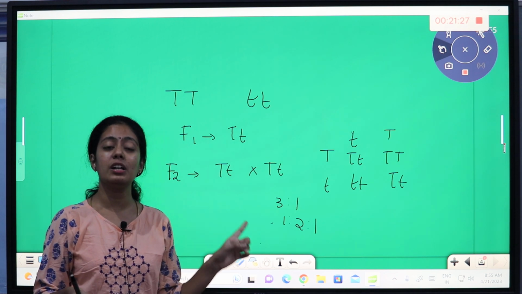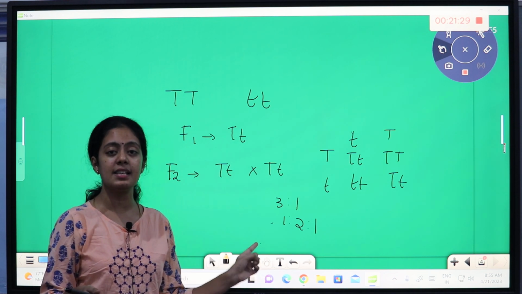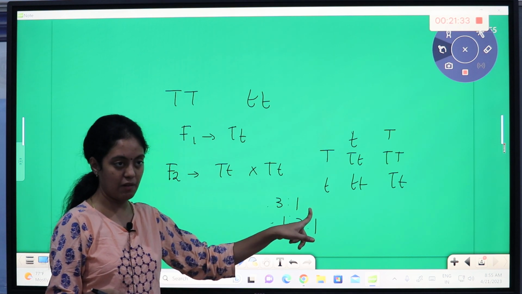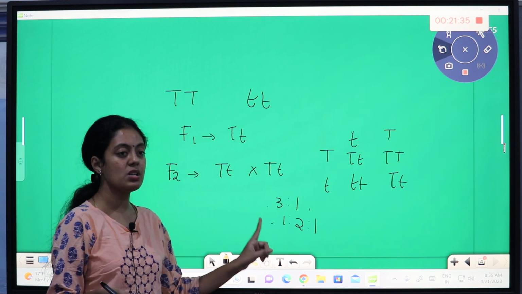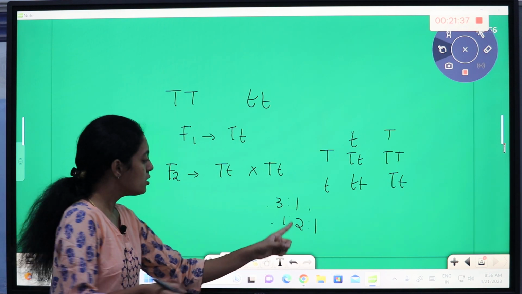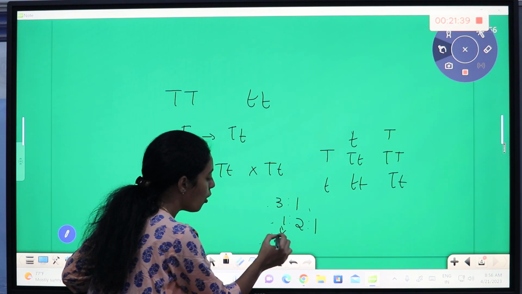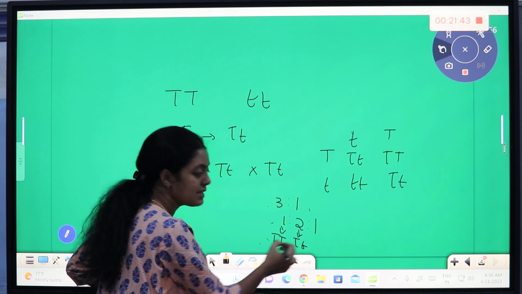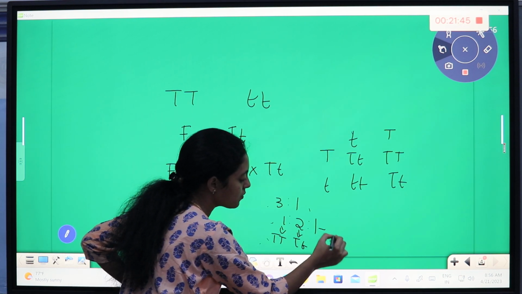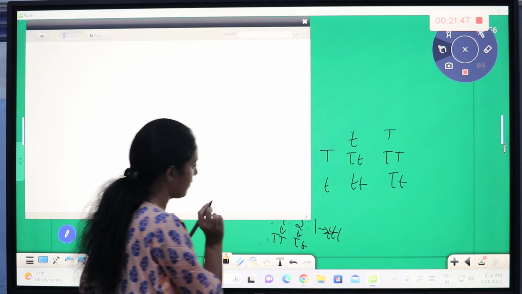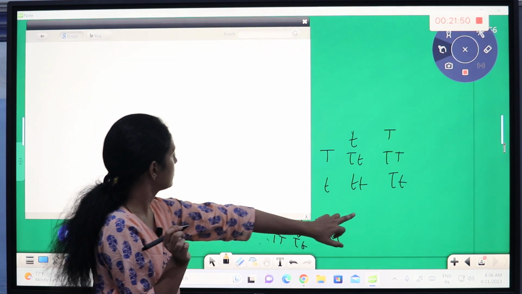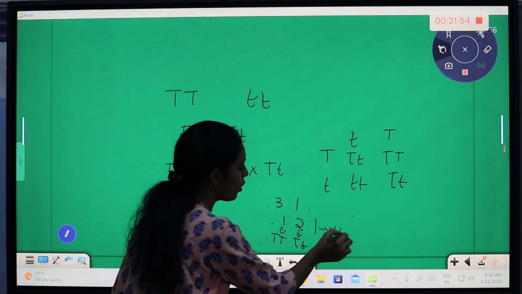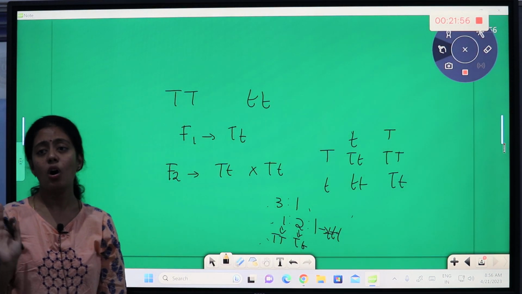Okay, so the phenotypic ratio of a monohybrid cross is 3:1. That means 3 tall plants and 1 dwarf plant, and the genotypic ratio is 1:2:1. So what does this 1 stand for? Homozygous tall. What does 2 stand for? Heterozygous tall. What does this 1 stand for? Homozygous dwarf. Okay, this stands for homozygous dwarf. Understood? All of you understood?